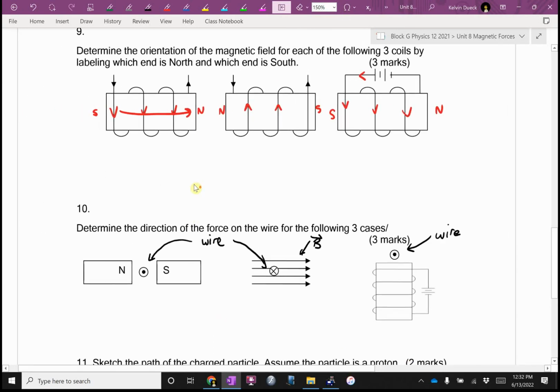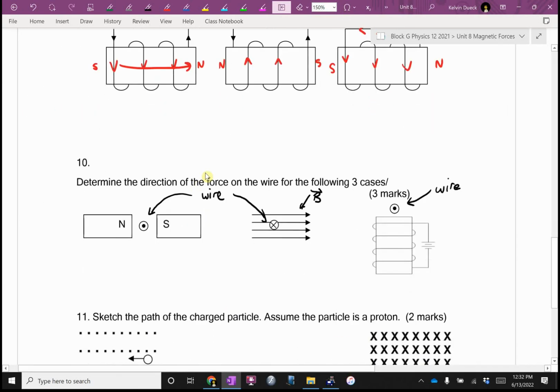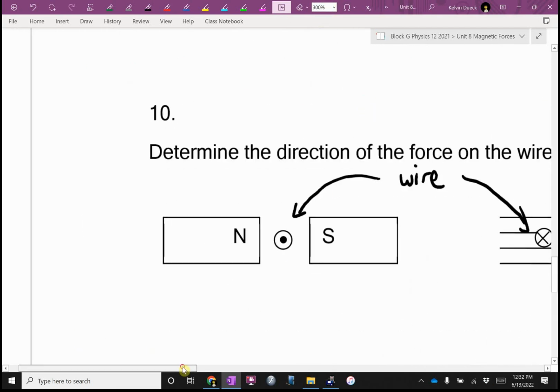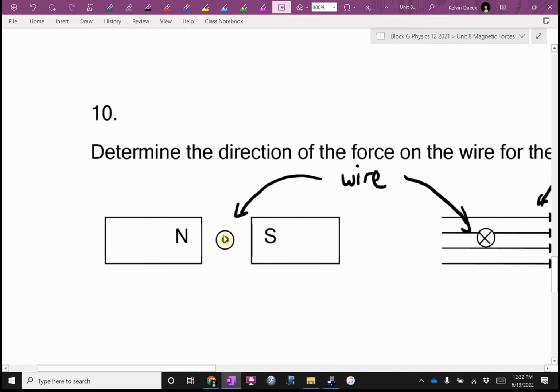All right. Determine the direction of the force on the wire for each of the following 3 cases. Again, let me zoom in on this first one. The problem here, so I guess the current is coming out of the page towards me, but they didn't tell me the direction of the magnetic field. Or did they? What direction do magnetic field lines always point, from what to what? So I would draw that in. There's the B field, there's the B field, and now I can do my right-hand rule.